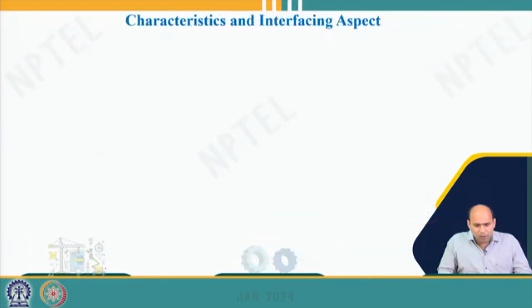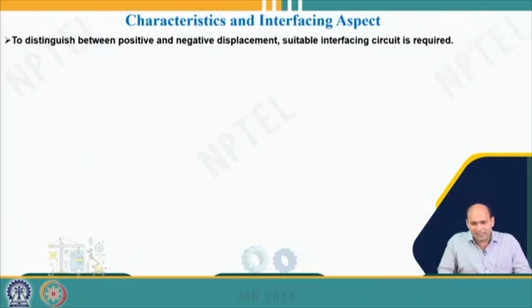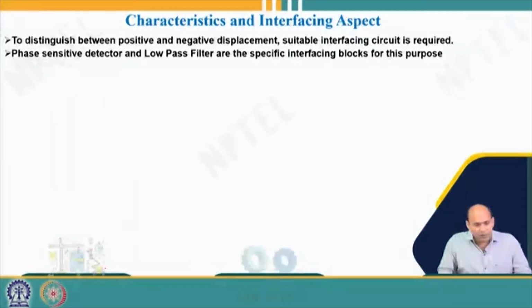Now let us move forward to understand its characteristics and interfacing aspect. Just as we said, in order to measure the displacement properly, we need to know both the amplitude as well as the direction. So we should be able to distinguish between the positive and negative displacement properly, then only I can measure the displacement properly, is not it? And for that we need a suitable dedicated interfacing circuit, right. Let us see what are the circuits required over here.